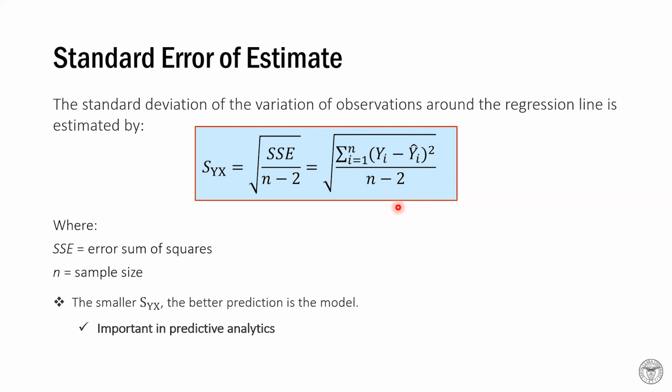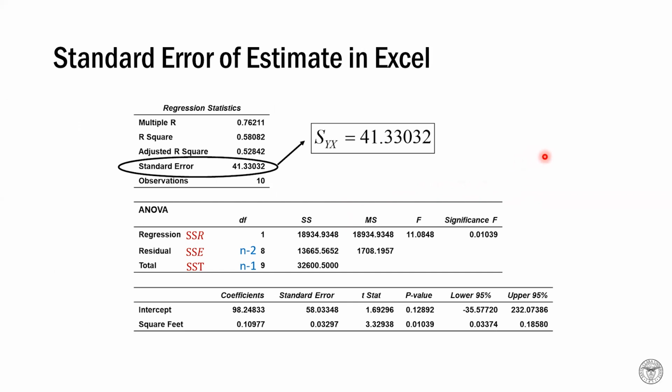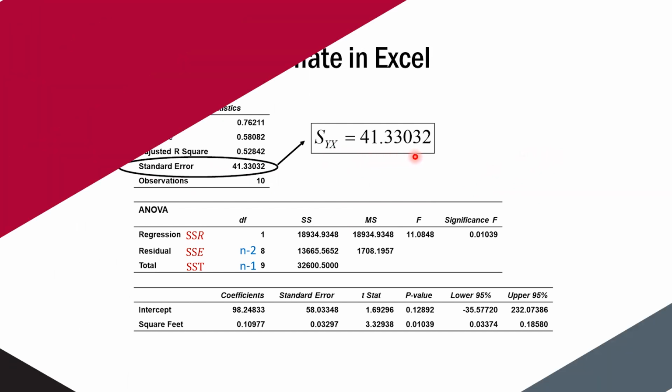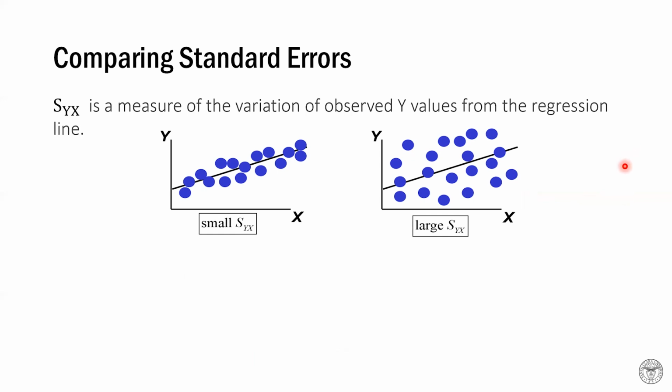When you have two or more comparison models for the same dependent variable, the smaller the standard error of estimate, the better prediction the model gives. We can also find the value of standard error of estimate from the first table, which is represented by the standard error. In this specific case, the standard error of estimate is equal to 41.3. As we can see from these two graphs, the first one has a smaller standard error of estimate, and the second one is larger.